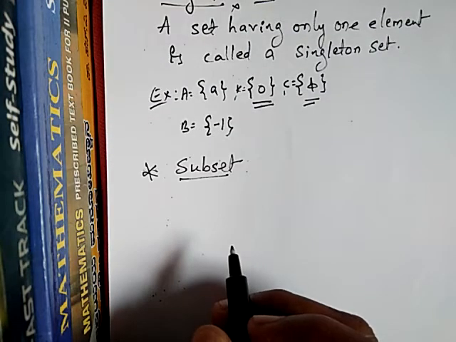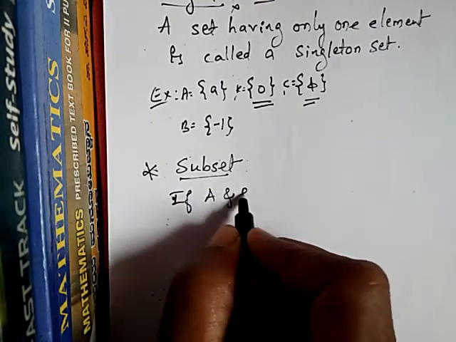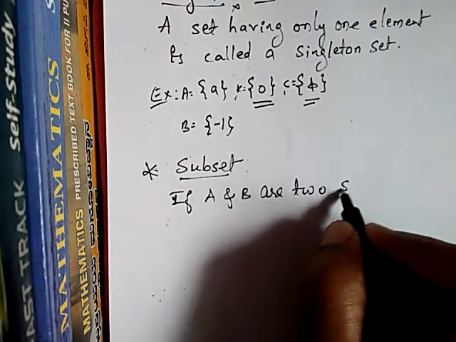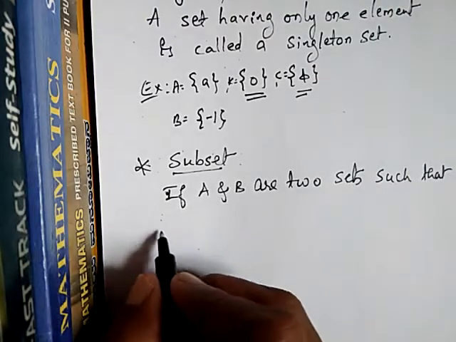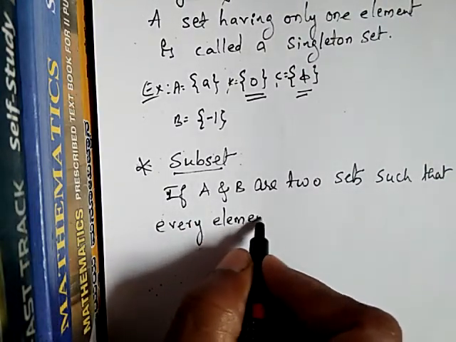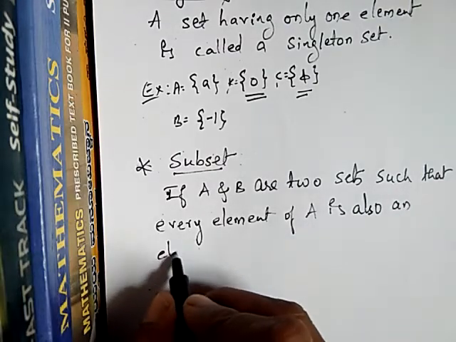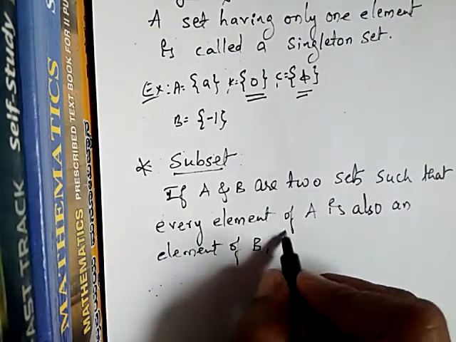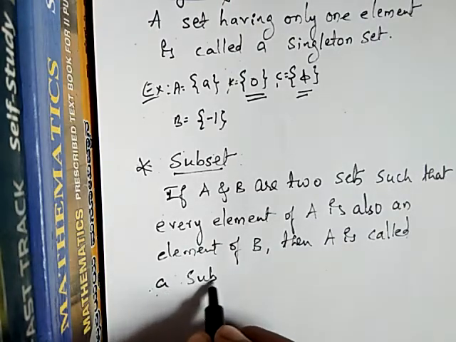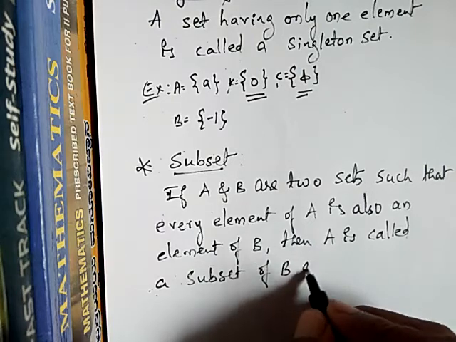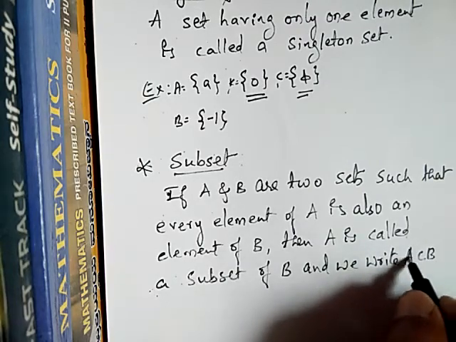What are subsets here? Suppose a and b are two sets such that every element of a is also an element of b, then a is called a subset of b, and we write a is a subset of b. Like this we are writing.